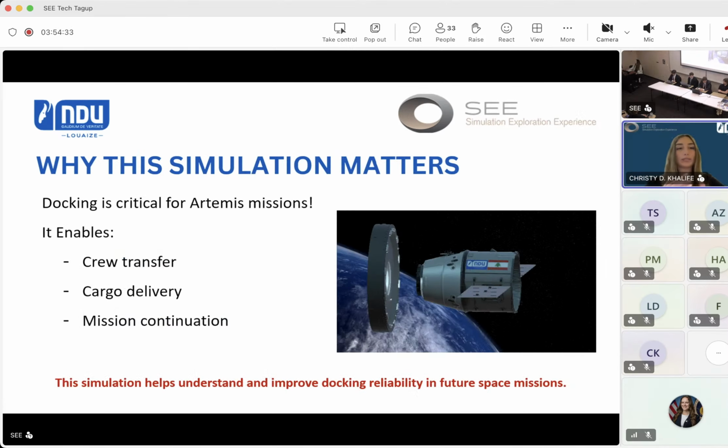Now, why does our simulation matter? Docking is important in space missions. It helps spacecraft connect in orbit. As you can see on the slide, docking is used for crew transfer, cargo delivery, and mission continuation. This helps make docking safer for future space missions.